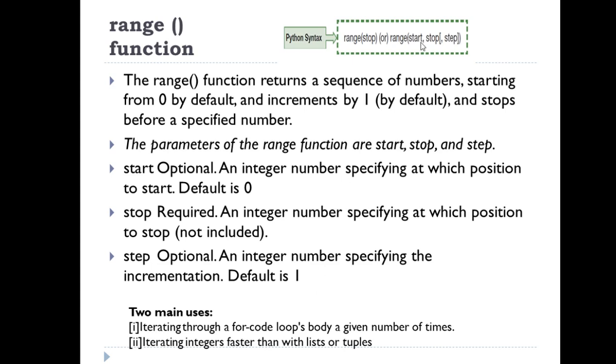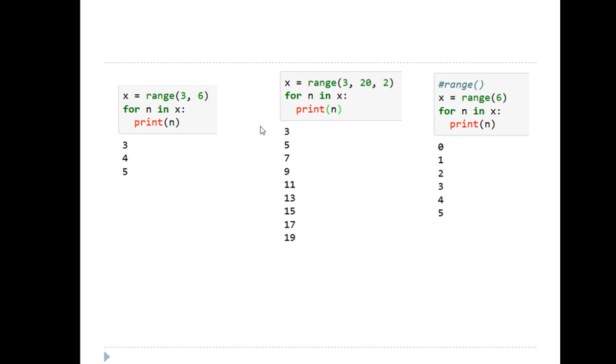Okay, range is start, stop, step. Three arguments. Start and step are optional. Only the stop is mandatory. Start, if it is not mentioned, the default value is 0. Step, if it is not mentioned, the default step size is 1. So let's look into some examples to understand this.